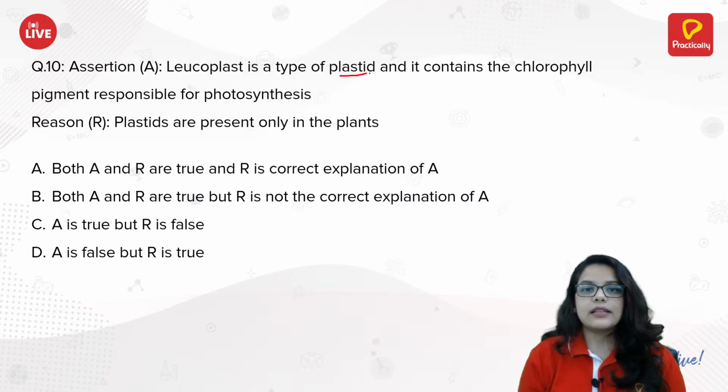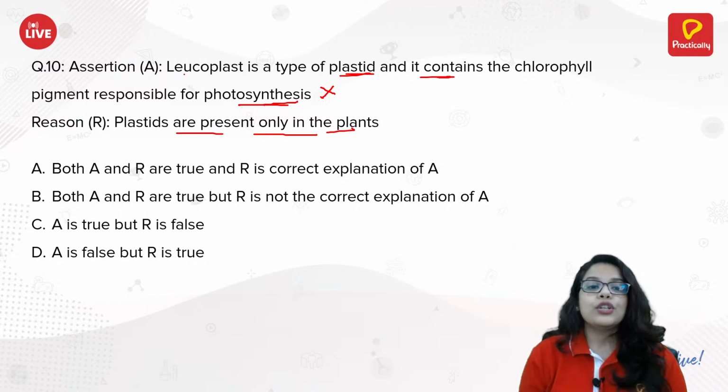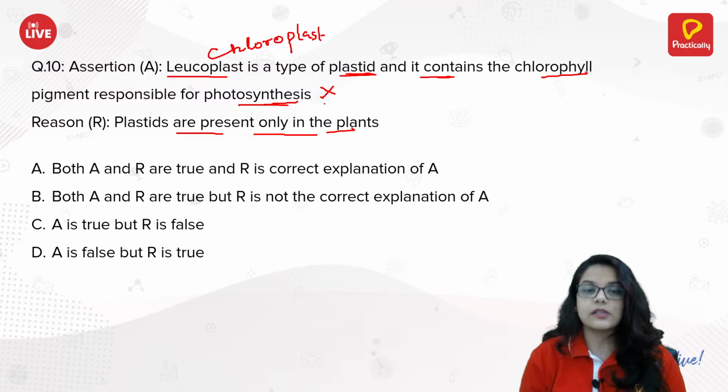Leucoplast is a type of plastid and it contains the chlorophyll pigment responsible for photosynthesis. Plastids are present only in plants. So leucoplast is a type of plastid. It contains chlorophyll pigment responsible for photosynthesis. This is wrong. Leucoplast is not the thing. Chloroplast is the type of plastid which contains chlorophyll and is responsible for photosynthesis.